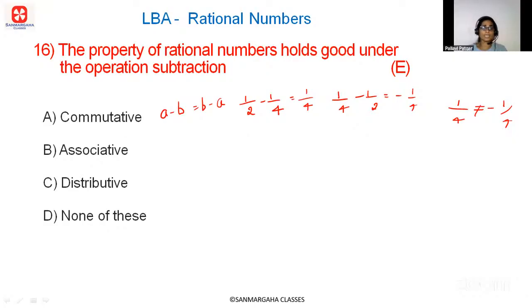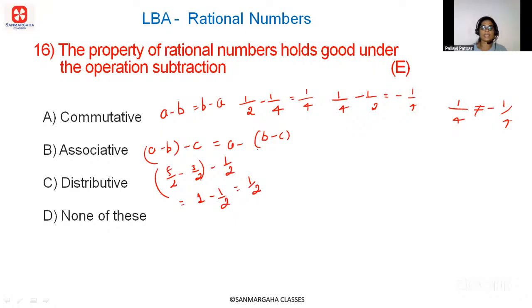So next, option B, associative for subtraction. So (A minus B) minus C, this associative property states, is equal to A minus (B minus C). So must be true. So this is also false. For example, we take 5 by 2 minus 3 by 2 minus C, where C is 1 by 2. So simplify: 5 by 2 minus 3 by 2, here 2 by 2 is 1, minus 1 by 2. So we'll get 1 by 2.